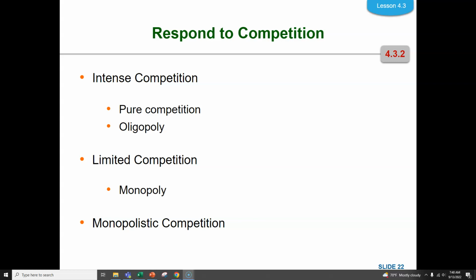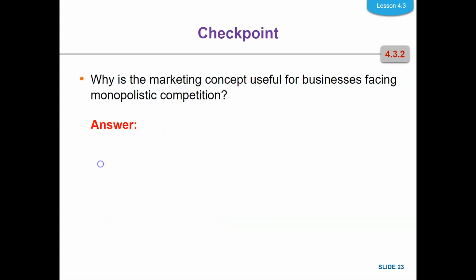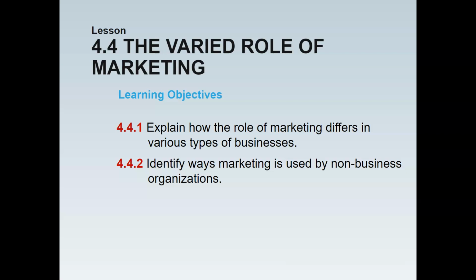Then you've got limited competition. They talk about monopoly, and then you've got monopolistic competition, which you can read more about on page 109. Okay, so checkpoint for 4.3.2. Why is the marketing concept useful for businesses facing monopolistic competition? And you're going to be able to answer that question quite effectively with the information that's on page 109 and 110. Okay, last section, the varied role of marketing.